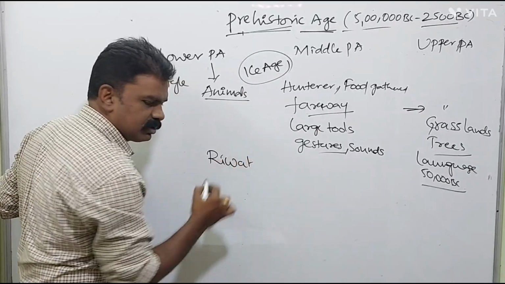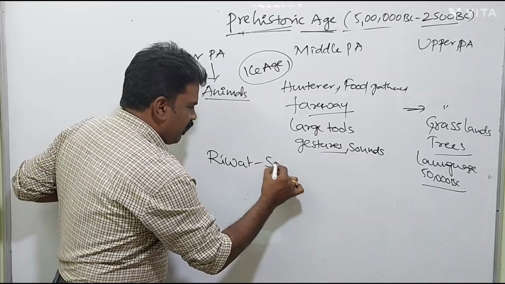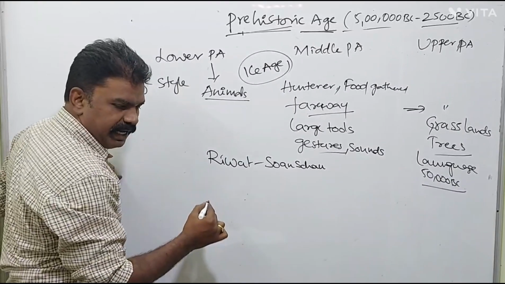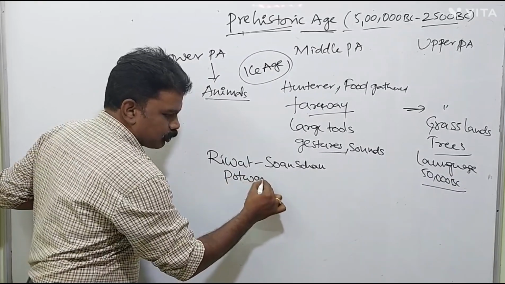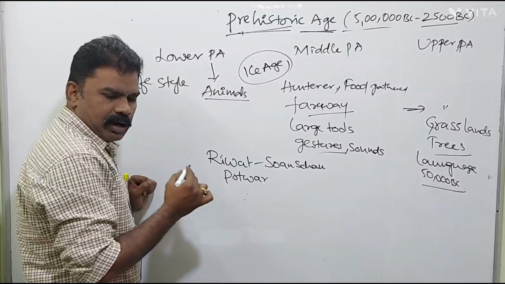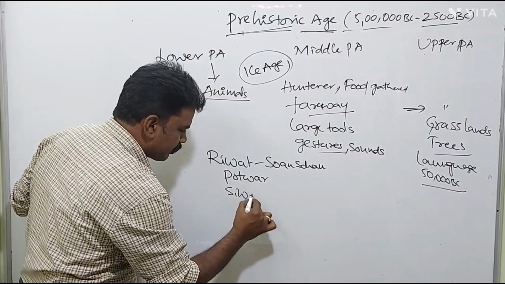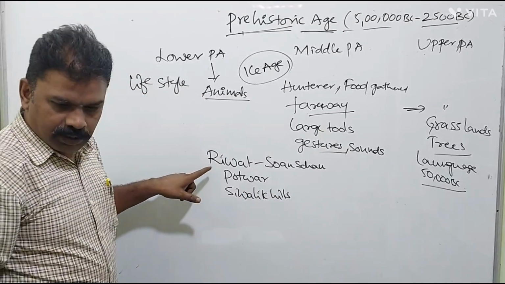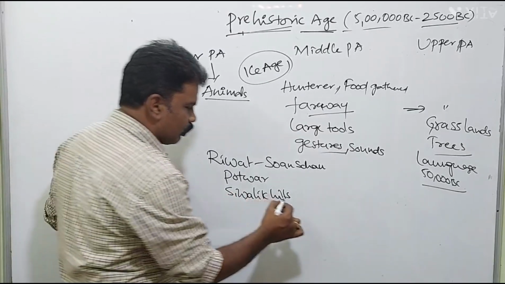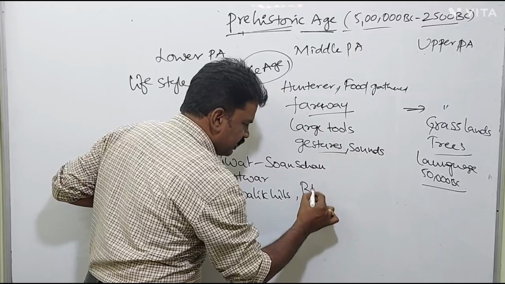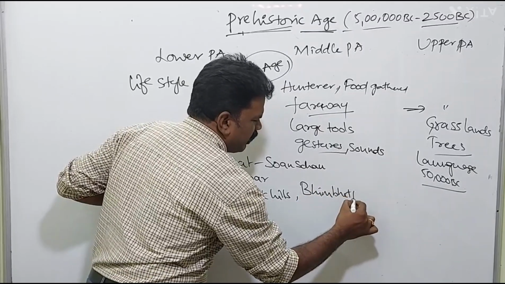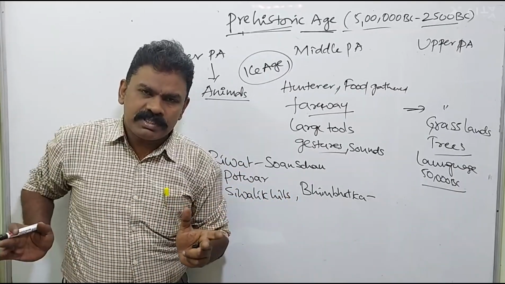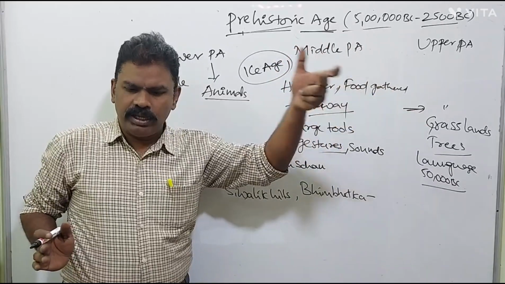We found them at Riwat in the Sohan Valley, next to Potwar. Along with Potwar, the Sivalik Hills, and some areas of Madhya Pradesh, like Bhimbetka in Madhya Pradesh. We can find Bhimbetka sites from the Paleolithic age to the Neolithic age. It was continuous, started from Paleolithic to the Neolithic.